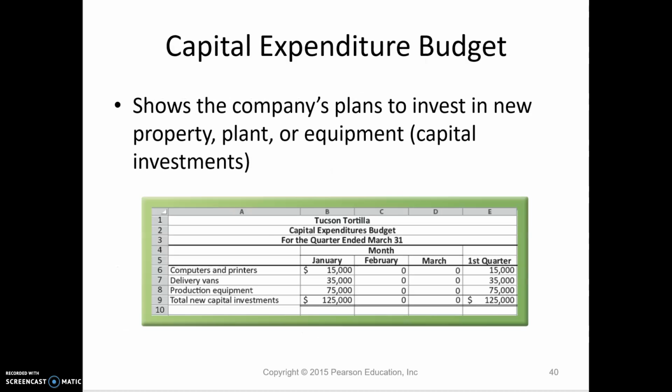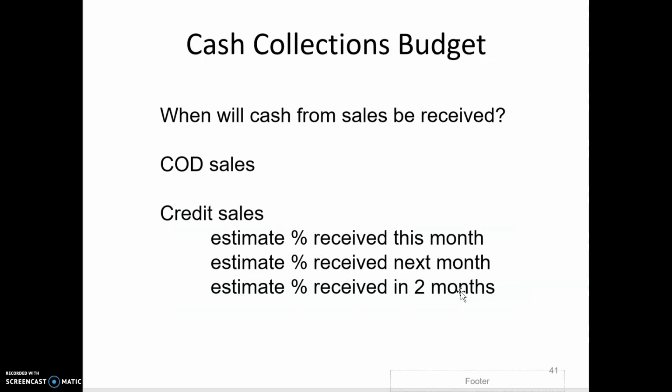Okay, so our capital expenditure budget is where we're going to show what the company is going to spend to buy new property, plant, or equipment. These are our capital investments. Okay, and so you can see they'll plan out. This company wants computers, delivery vans, and production equipment, and then you'll decide what month you're going to make these purchases. That's all the capital expenditure budget is. The next one is the cash collections budget.